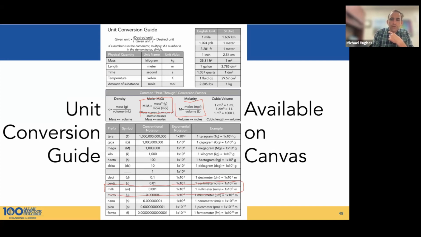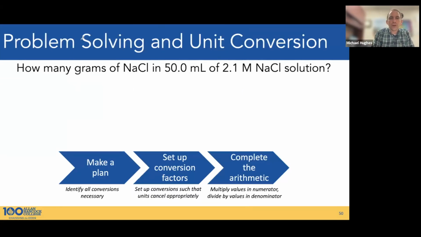So we're going to have to identify 2 pass-through units that we need: our ability to go from milliliters to liters, then the first pass-through unit of liters to moles, and then our second pass-through unit is how to go from moles to grams. Sometimes these things can hide in the question. So here's our plan. We're going to go from milliliters to liters. We remember that there's 1,000 milliliters in 1 liter. We're going to go from liters to moles. We're going to remember that there is 2.1 moles in every 1 liter of this solution. And we're going to go from moles to grams.